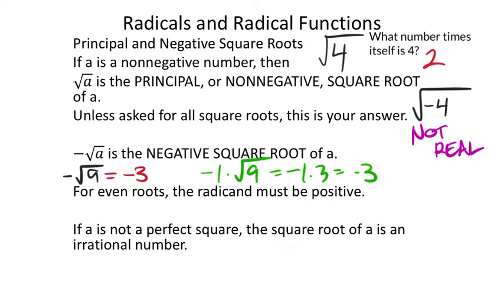But for even roots, the radicand must be positive. So that's the inside of the radical there. And that's if you have an even index, like a square root. If a is not a perfect square, the square root of a is an irrational number, but we can show those irrational numbers in a much prettier way.